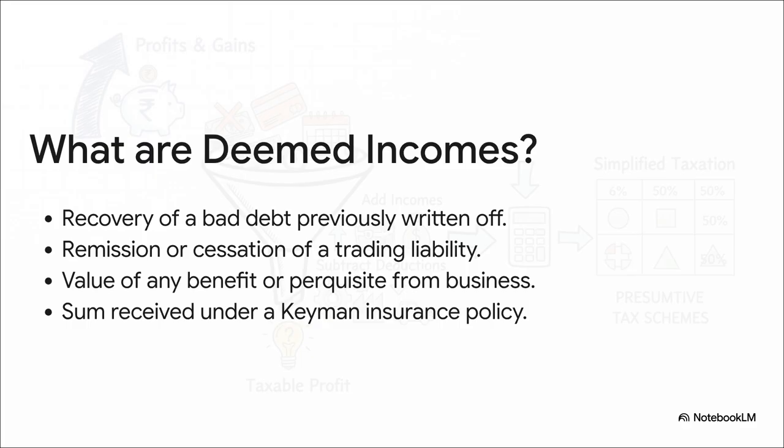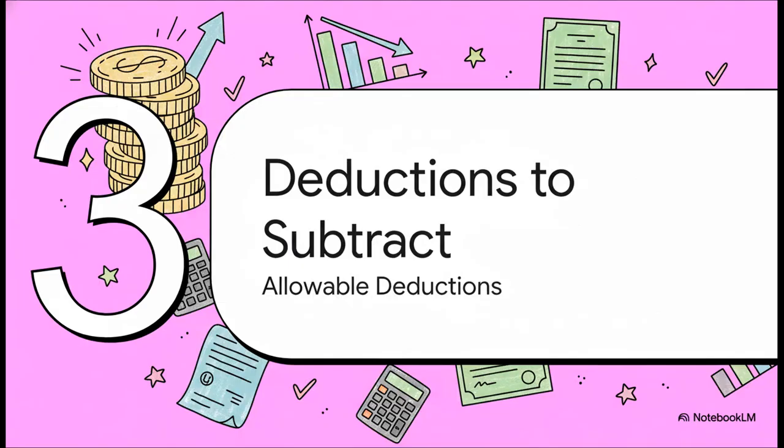Basically, if your business got some kind of value or benefit, the tax man wants to know about it. Okay, we've done the adding back and the adding on. Now for the good part. The final step in our funnel is we get to subtract deductions that are specifically allowed under the Income Tax Act. And the single biggest one, the one that's almost always different from your books, is depreciation.